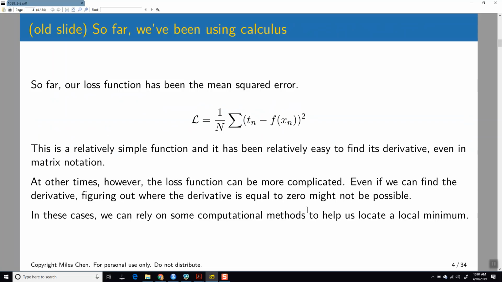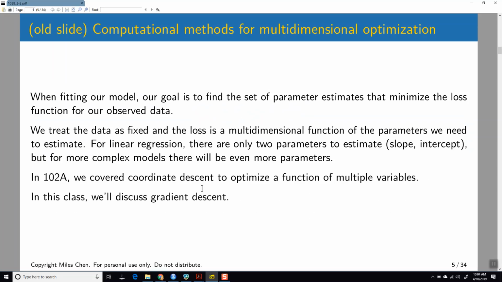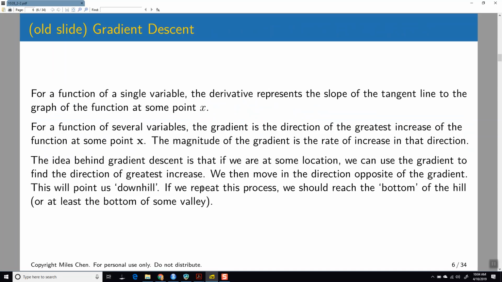This is a slide from before, but the idea is that even if you can find the derivative, or even if you can find the gradient, it might be difficult to set that equal to 0 and solve. That equation of solving for where the gradient or derivative is equal to 0 might be difficult. And so we will use gradient descent as a way to iteratively get closer to the minimum.